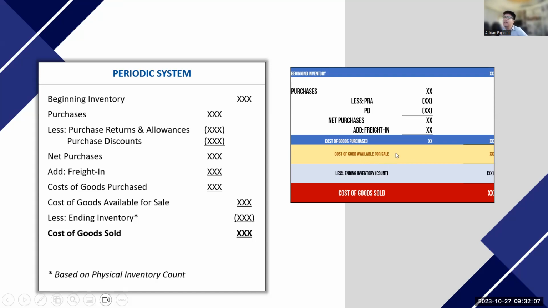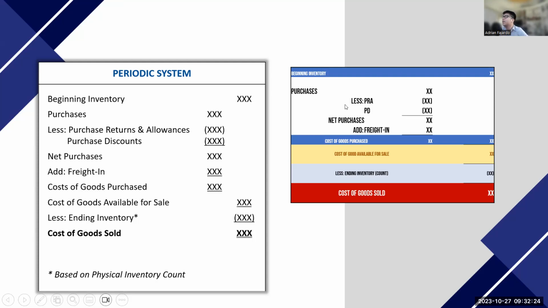Because your cost of goods available for sale is basically your beginning inventory plus purchases. But as you know, sa purchases, maraming nangyayari. There are 4 things that happen. The purchase, less the purchase return and allowance, less the discount, plus yung freight in.